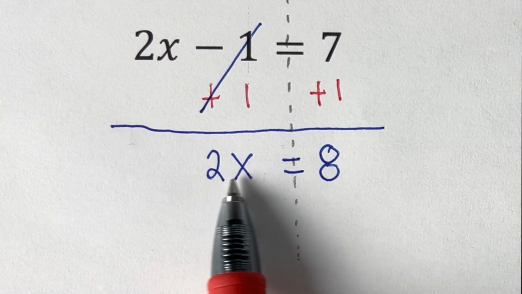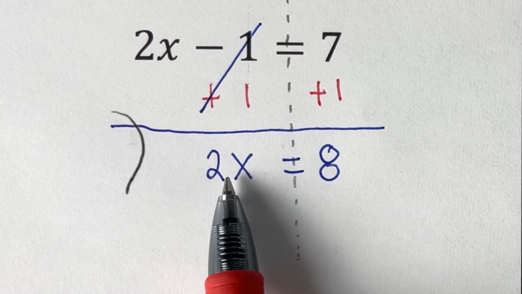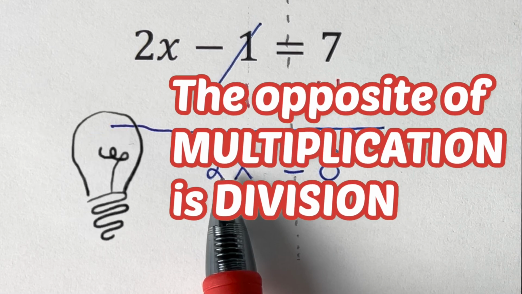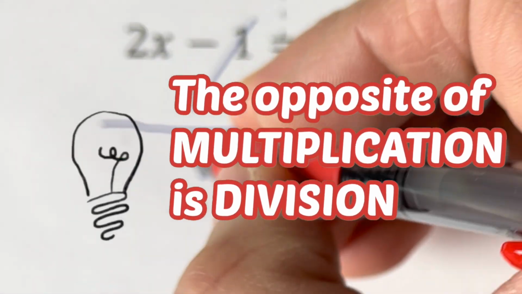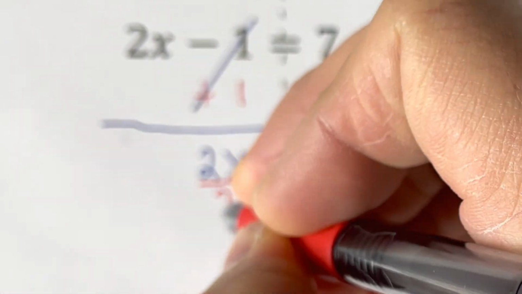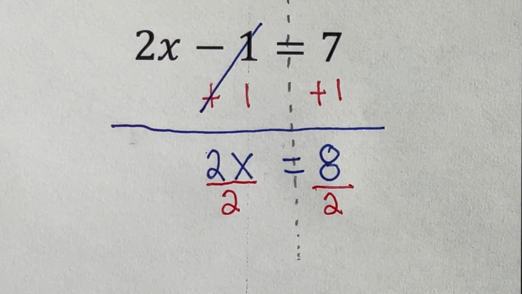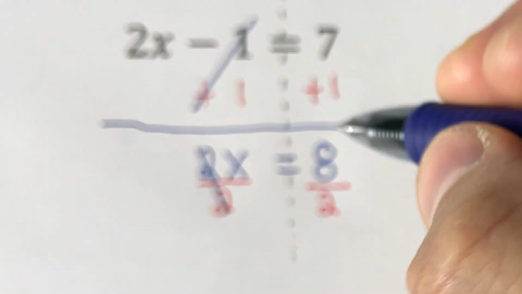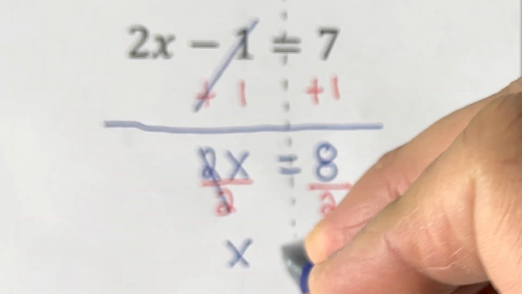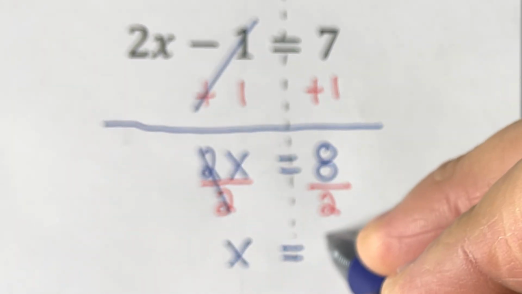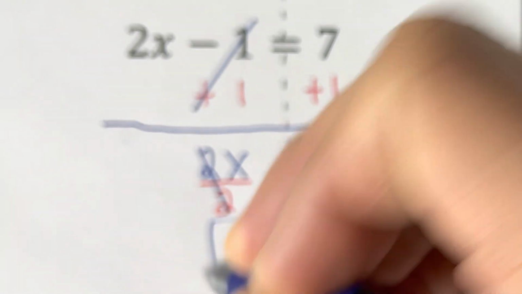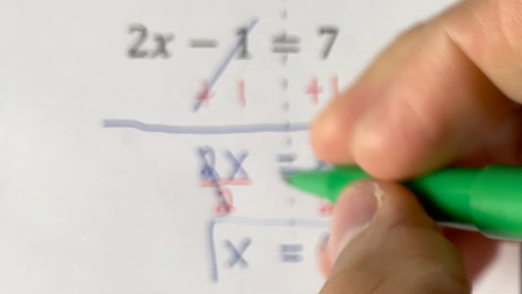So this one right here is multiplication. We remember that the opposite for multiplication is division. So then we are going to divide both sides by 2. We're going to divide this by 2. So then we can go ahead and cross out the 2 here. So then we are left with x is equal to 4. This means that the value for x here is actually 4.